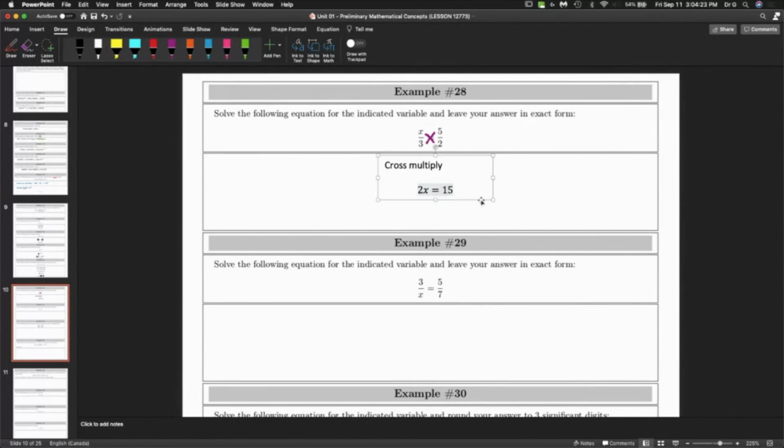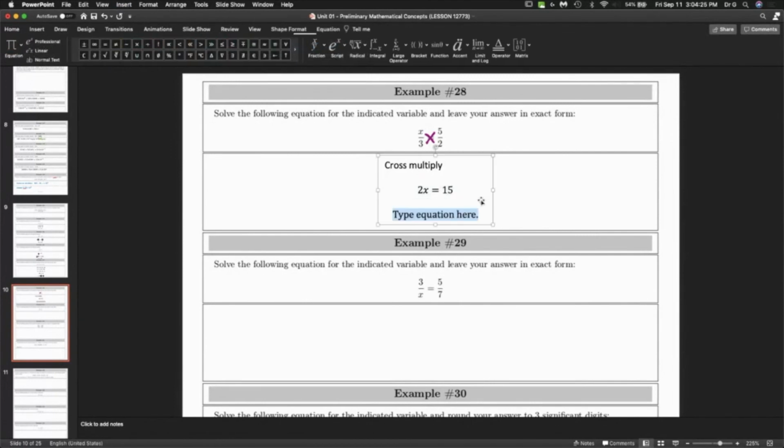And then you can get rid of the 2 by dividing both sides by 2 to get 15 over 2, or you can put 7.5. It's fine. What's the f for? I'm not sure. Can you explain the f?